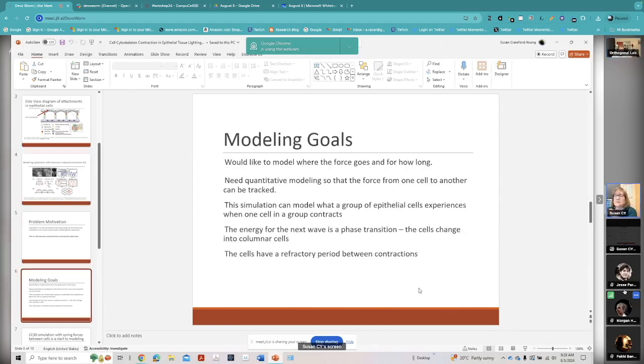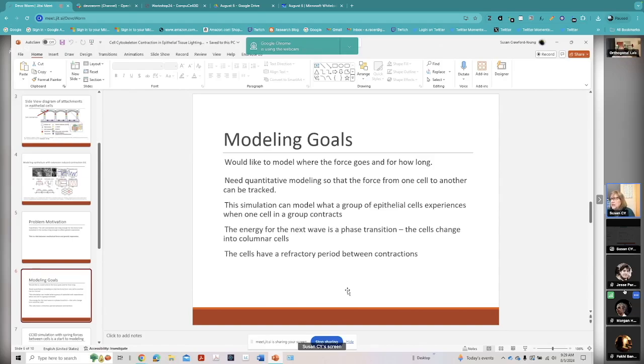So modeling goals: would like to model the force and see where it goes. I need a quantitative model so that you can track the force between one cell and another. So it's a simulation that models what a group of epithelial cells experiences when one of their members contracts.